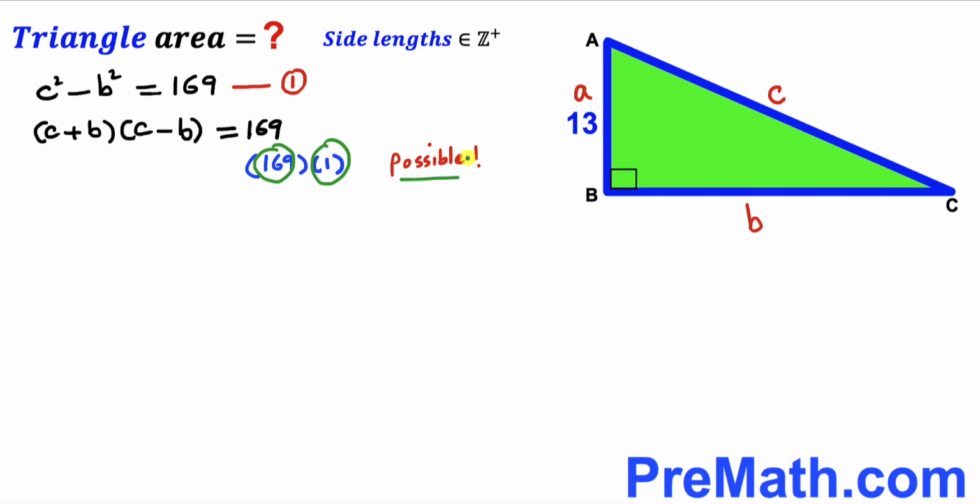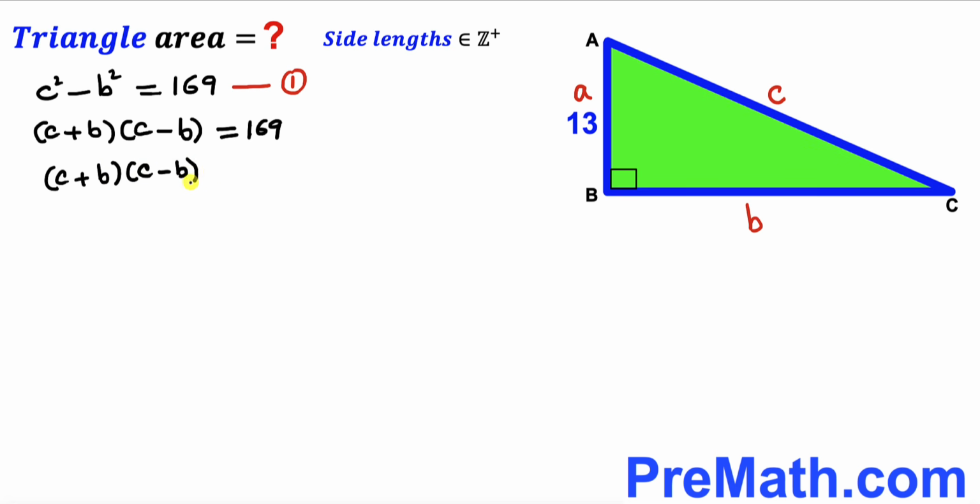It's going to work. So we can write c plus b times c minus b is going to be equal to 169 times 1. That means c plus b is going to be equal to 169 and c minus b equals 1. So we can write c plus b equals 169. The other one is c minus b equals 1.